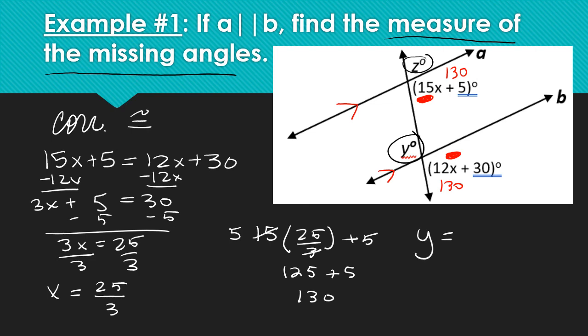So if I look at angle y is vertical to the 130 degrees, so angle y is going to be 130 degrees. And if I look at angle z plus the 130 degree angle I already know, they are going to be a linear pair, so they are supplementary. So if I have one angle that's 130, then the supplement to that is going to be 50 degrees.